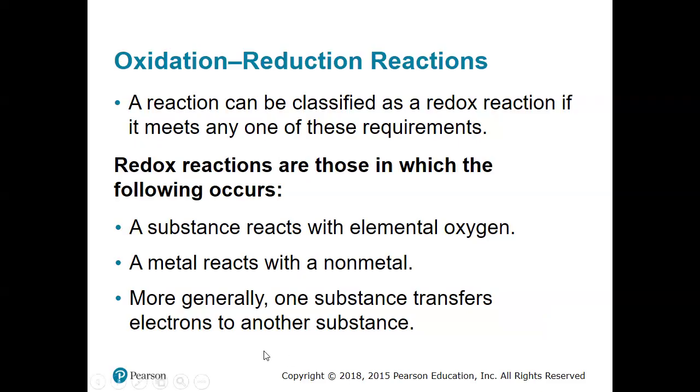And then just more generally speaking, if I see changes in charge, I know that a redox reaction has taken place. So if I see that an element has gone from having no charge to having a positive 2 charge, well, to go from no charge to positive 2, you had to lose electrons along the way. If you lost electrons, that meant those electrons had to go somewhere.